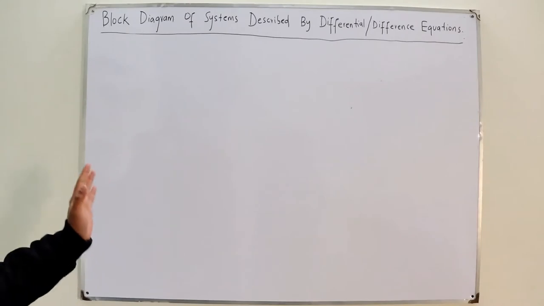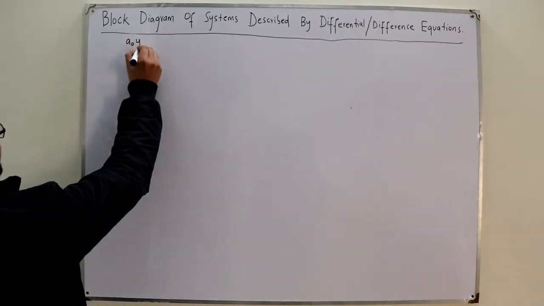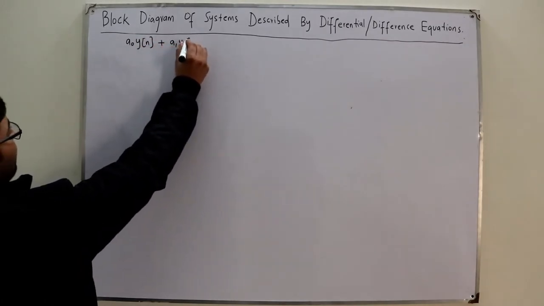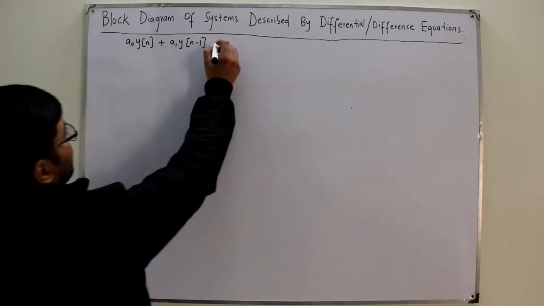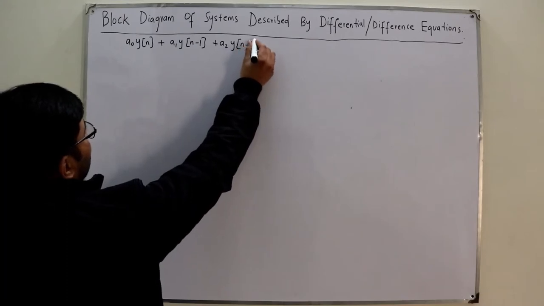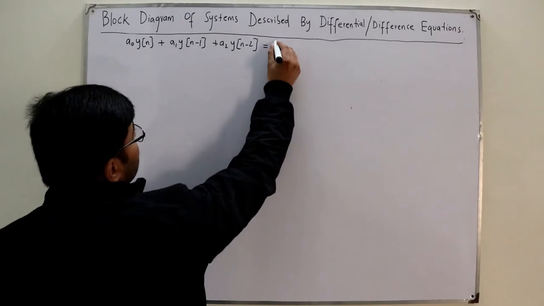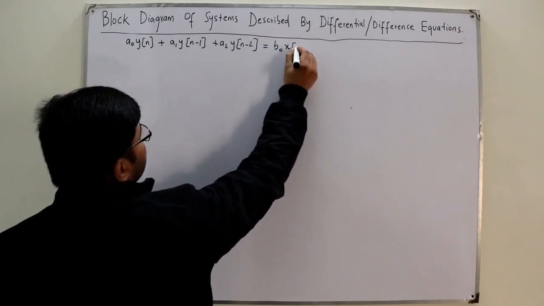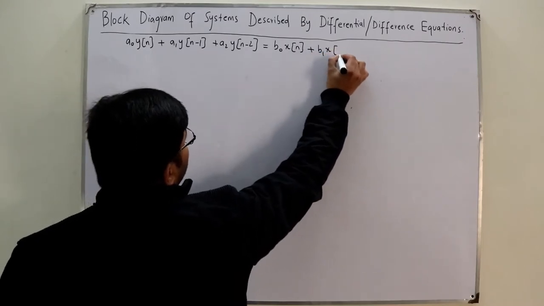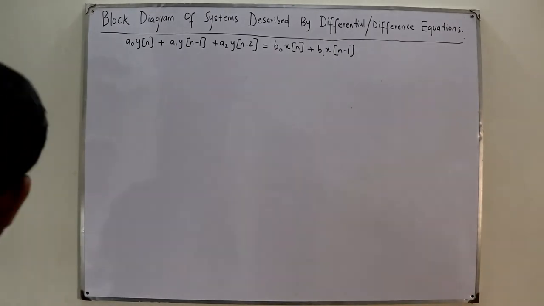So let's consider a higher order system, that is a0 y[n] plus a1 y[n minus 1] plus a2 y[n minus 2], and this is equal to b0 x[n] plus b1 x[n minus 1]. So consider this system. Now I told you what you have to do.